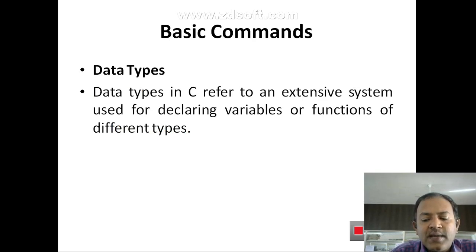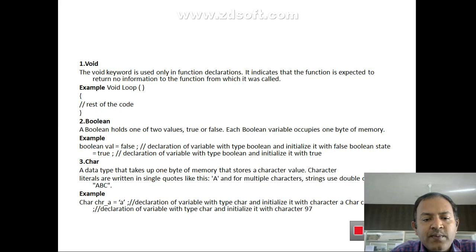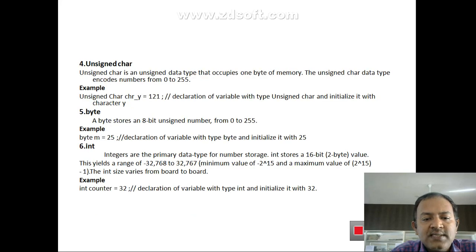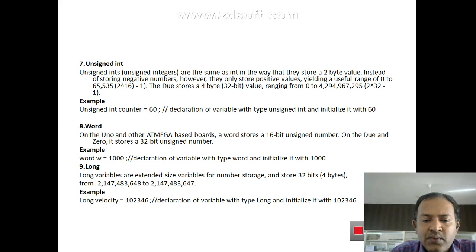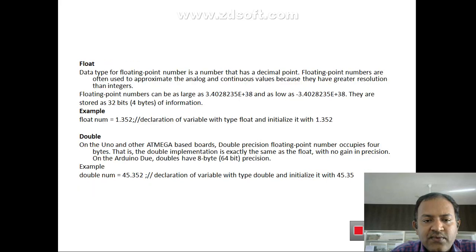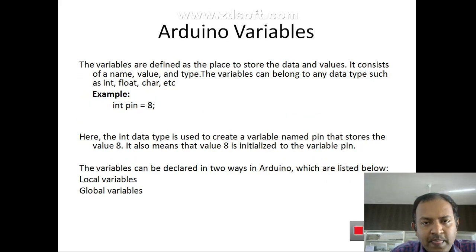What are the data types? That is void, boolean, character, unsigned character, byte, int. You have studied these in the C language itself, so these are all data types. Now we are seeing the Arduino variables.